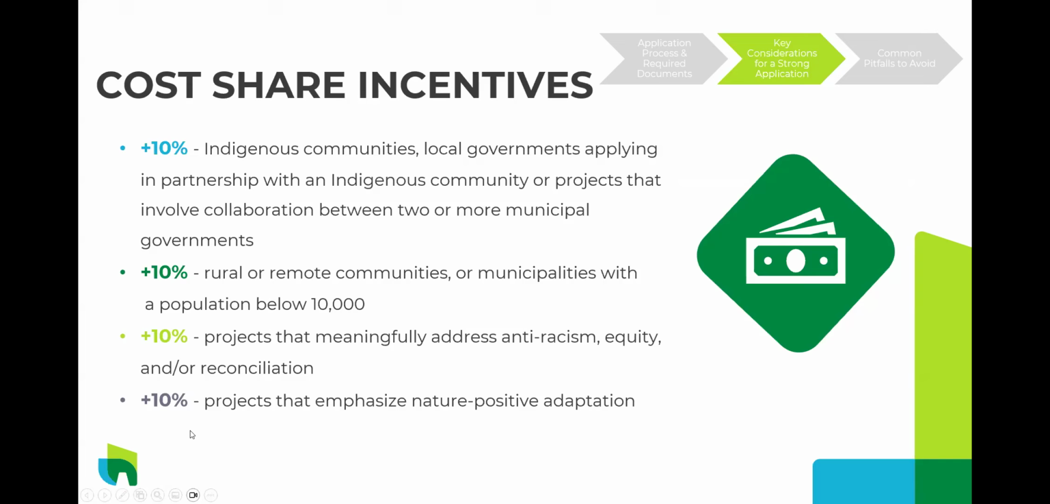And then lastly, we have 10% for projects that emphasize nature positive adaptation, which basically assesses whether the project demonstrates a commitment to integrating natural infrastructure where feasible within your project design. Enhancing green spaces could be an example of that. Each priority is stackable, and if you were able to meet all four of those priorities, you could receive up to 100% cost share on your eligible expenses. So I think this is a really good incentive to try and include these strategies as a part of your project.